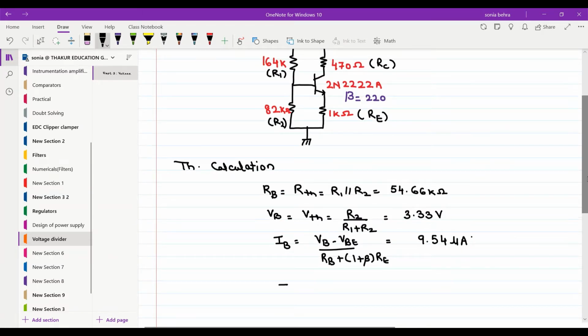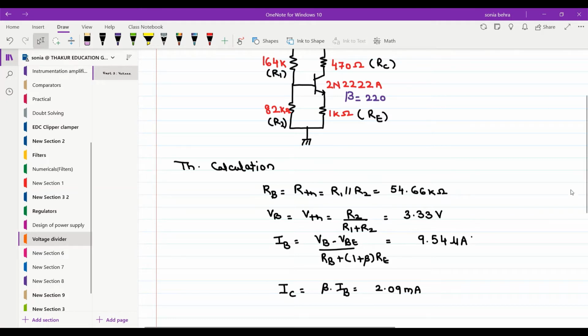IC is beta times IB. So this comes out to be, beta is nothing but 220. So this comes out to be 2.09 milliamps.